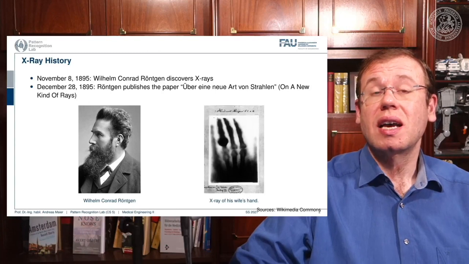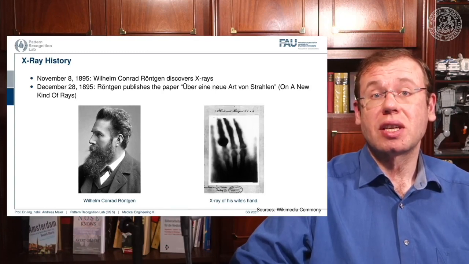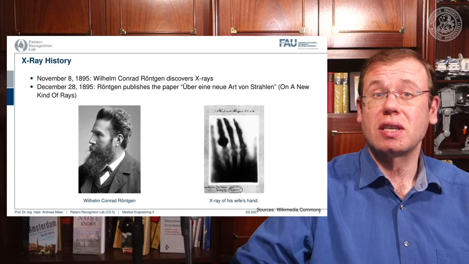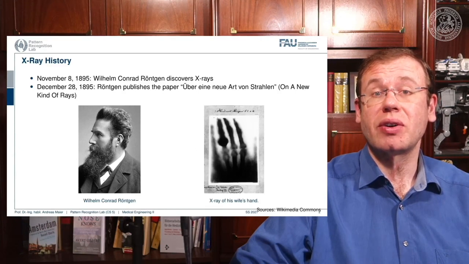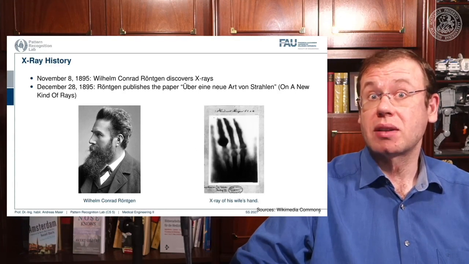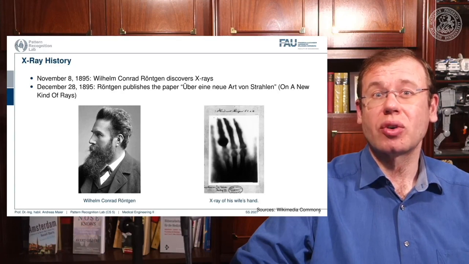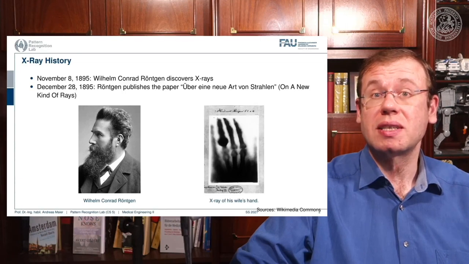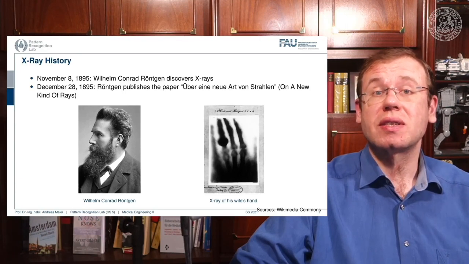There's also a notion on the image that you see here on the right hand side. There's actually two images that have been created very early, and sometimes they get confused. So there is the original image that you see here on the right hand side, where Röntgen actually imaged the hand of his wife. And you can see here that you see very well on the image the bones inside the hand, and you can also see the ring.